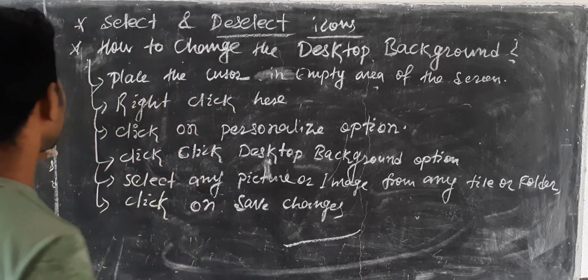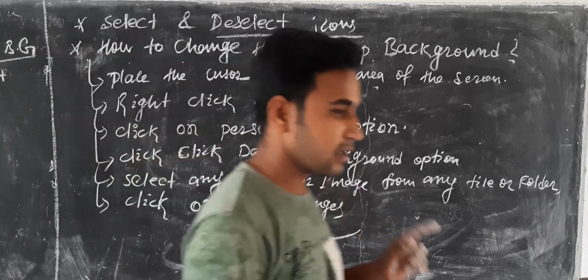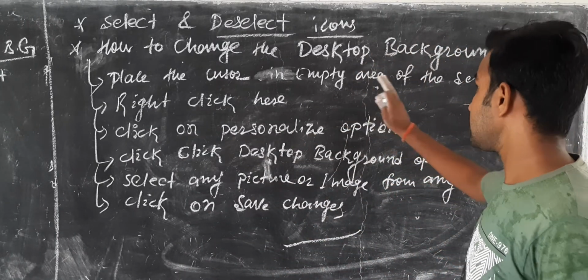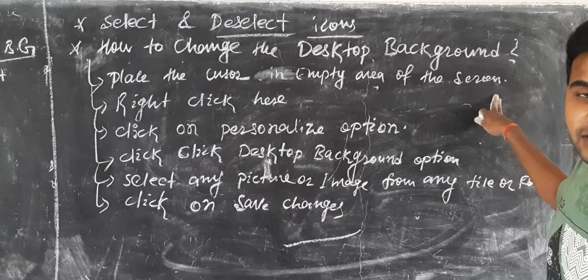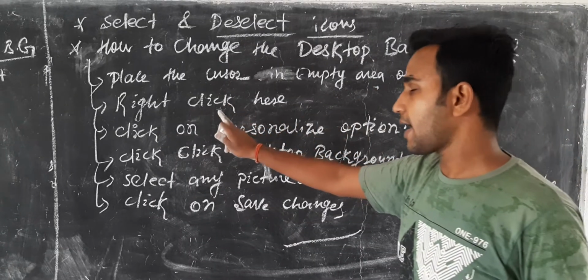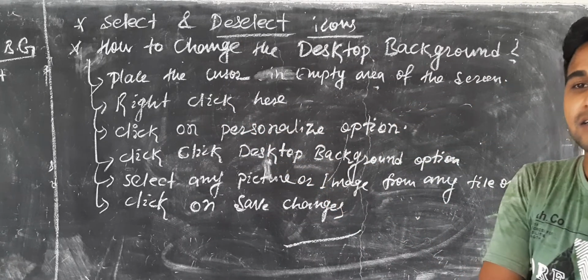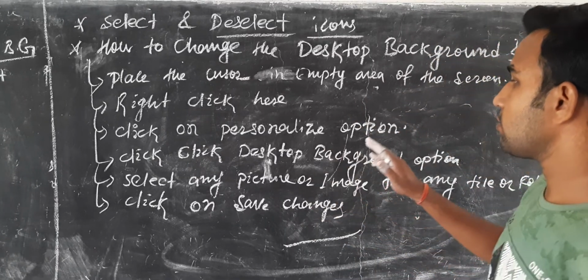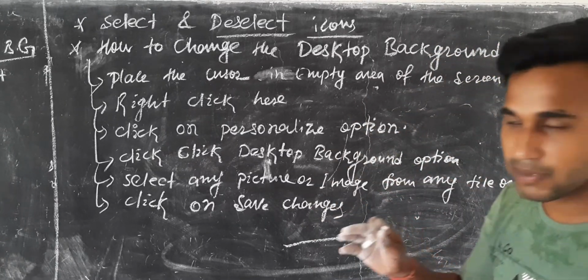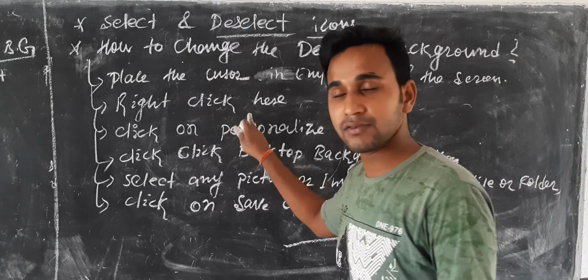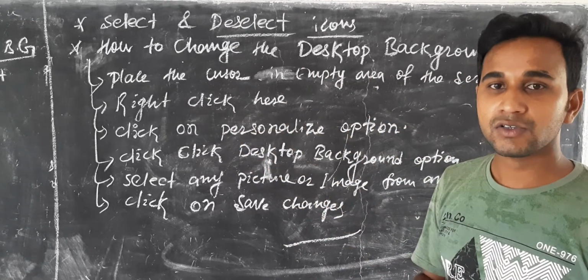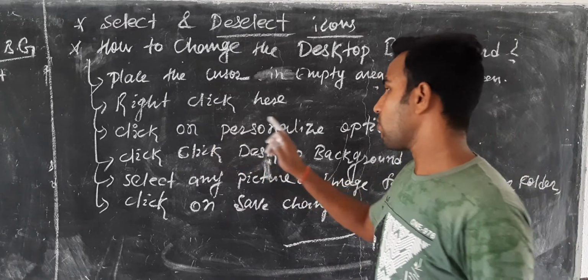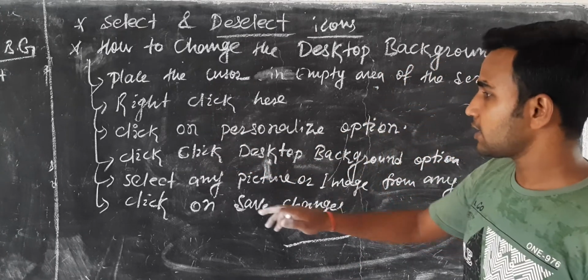This is the step of desktop background again. First, place the cursor in an empty area of the screen. Second, right click here. Press the right key of your mouse and click on the personalize option. This means when you right click the mouse, there will be a list.